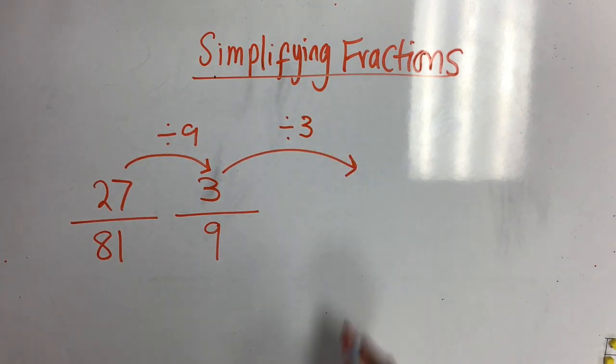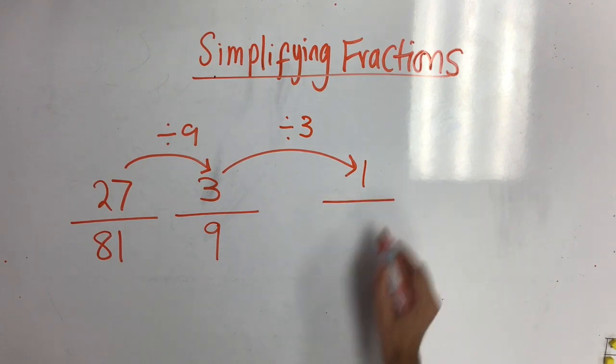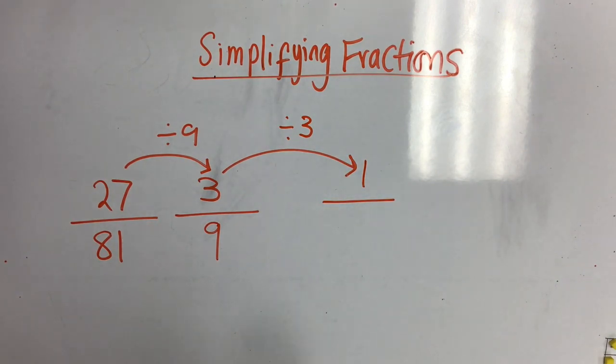Three divided by 3 is 1, and 9 divided by 3 is 3. I now have our first fraction reduced down to its simplest form by dividing it by 9 and then dividing it by 3. Let's take a look at another example.